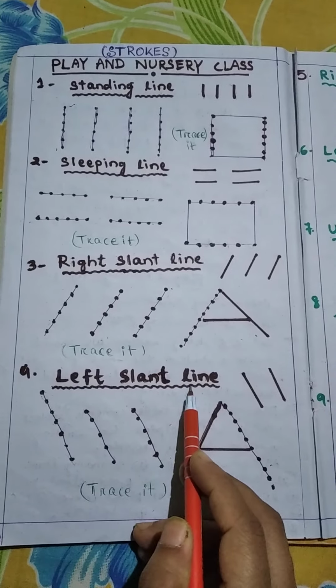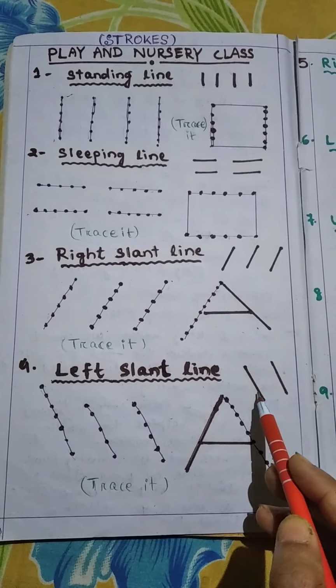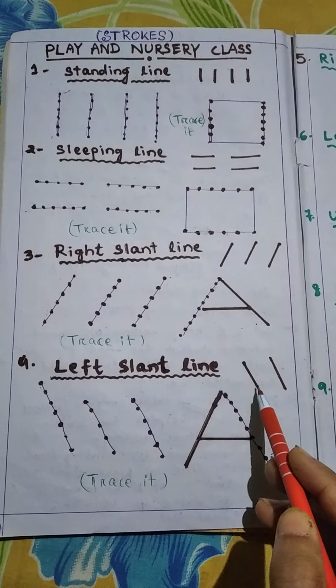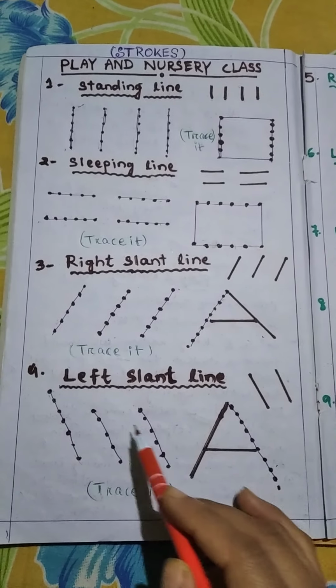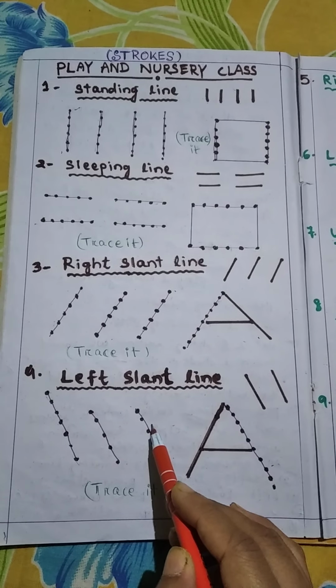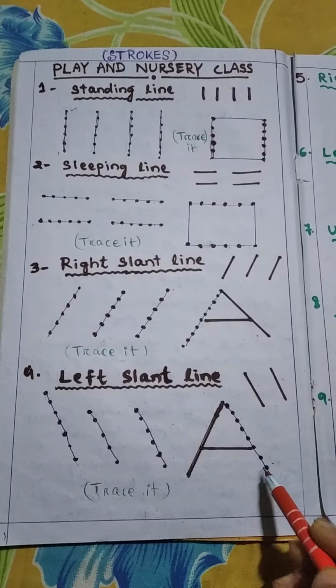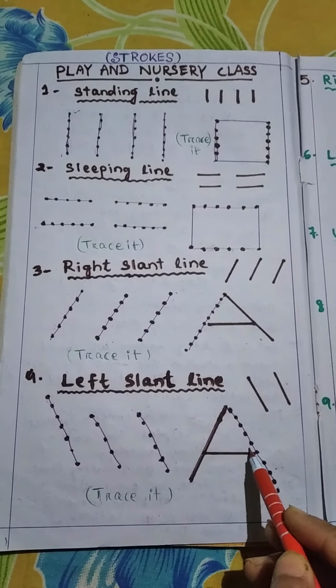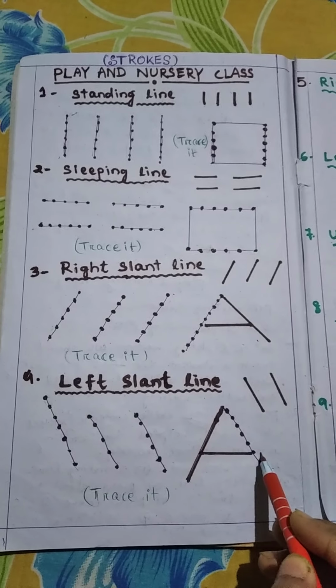Then left slant line. Also A is a very good example of both the right and the left slant line. Okay, now you can trace on it and find all these are left slant lines. Okay, A is a letter where you can find these three lines. This is sleeping line, this is right slant line, this is left slant line.